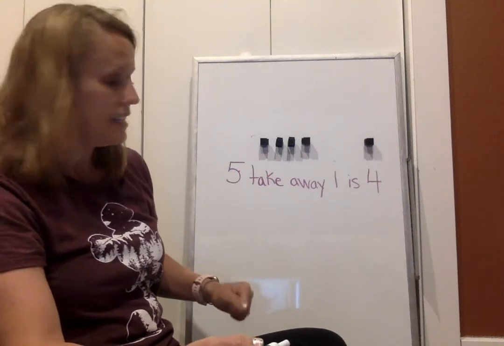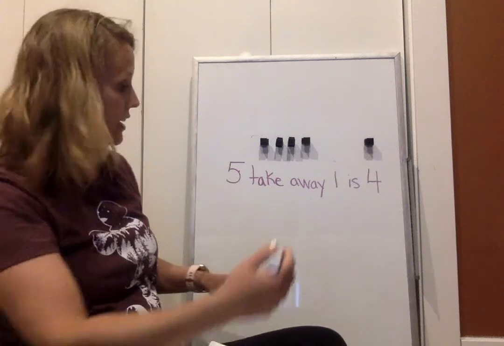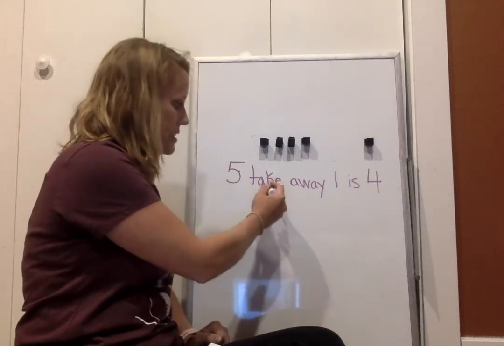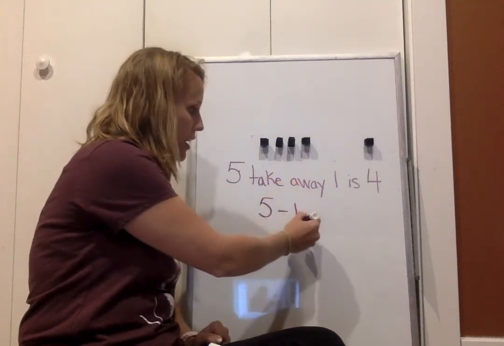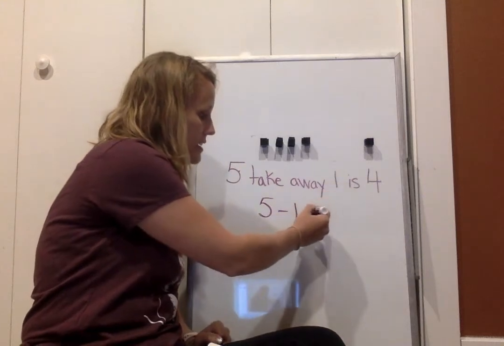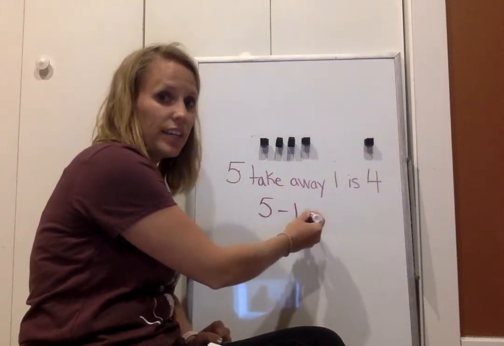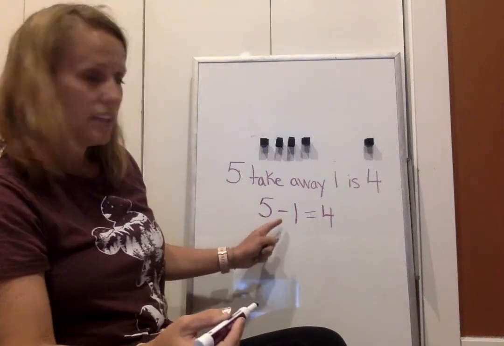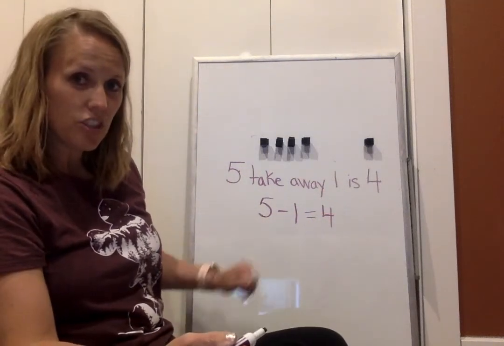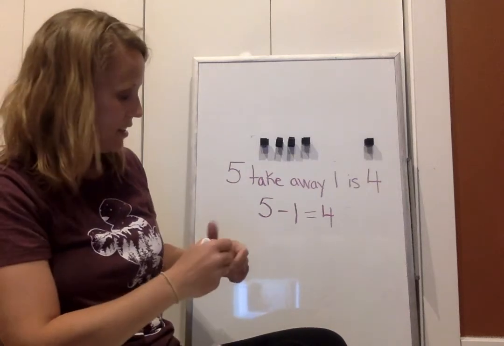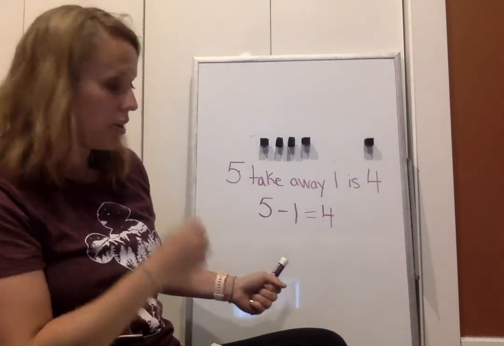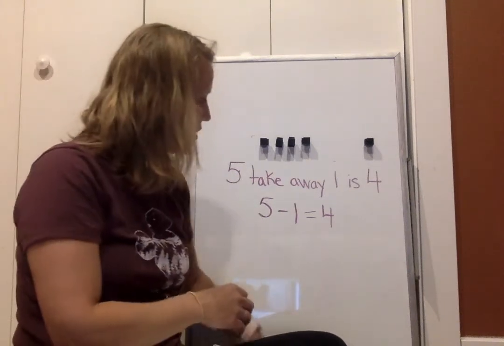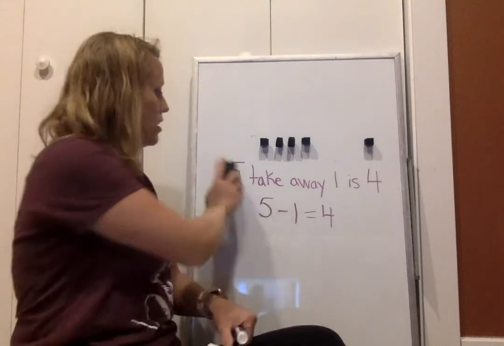Another way to write it is to use a minus and an equal sign. So we can write 5 minus, that's like take away, 1 is, we write the equal sign for is, 4. This is another way to write the same subtraction sentence. And 4 is the difference when you take 1 away from 5. That means what's left over. Okay.